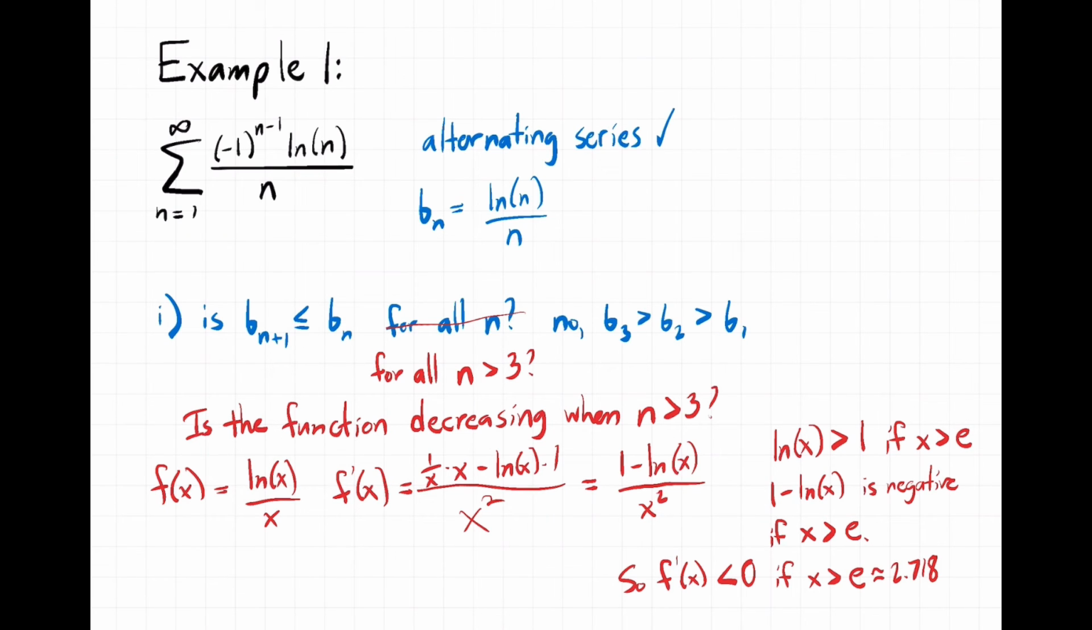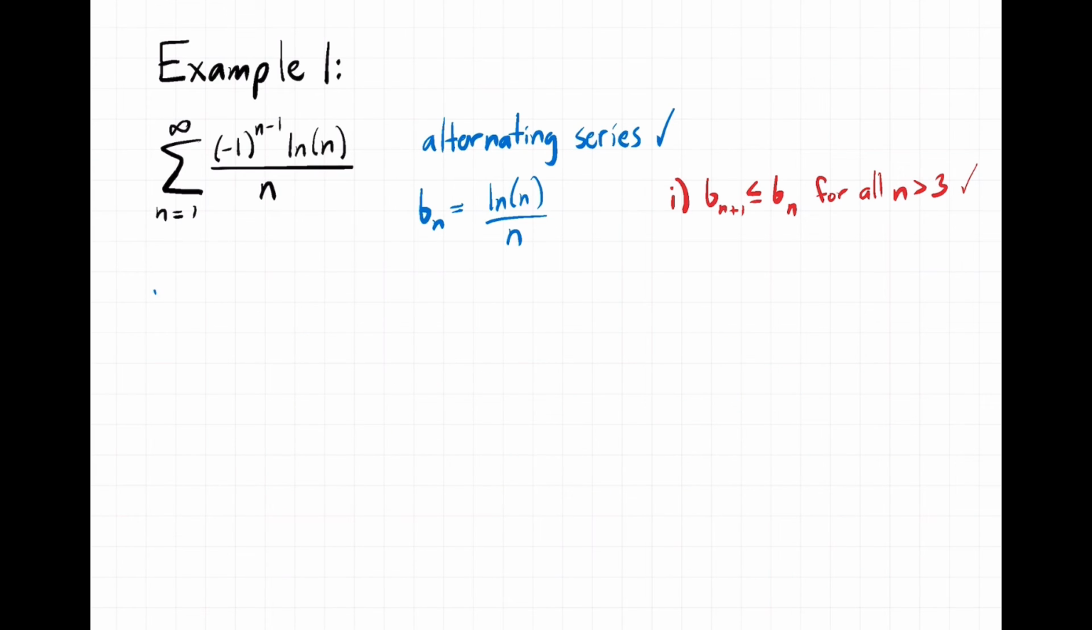That tells us that our function is decreasing as long as x is greater than e. So the answer to this question, is the function decreasing when n is greater than 3, is yes. Three is greater than e, so if n is greater than 3, it's certainly bigger than e, and our function is decreasing then. So we've just checked that as long as our n is high enough, yes, Bn plus 1 will be less than or equal to Bn. That satisfies the first condition.